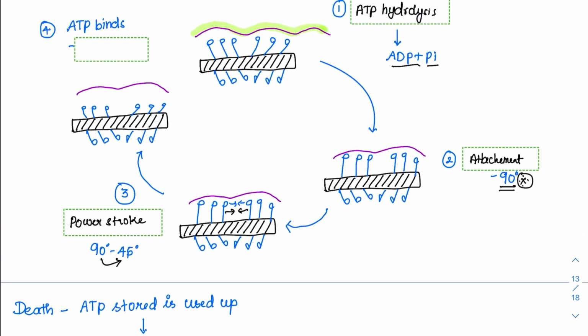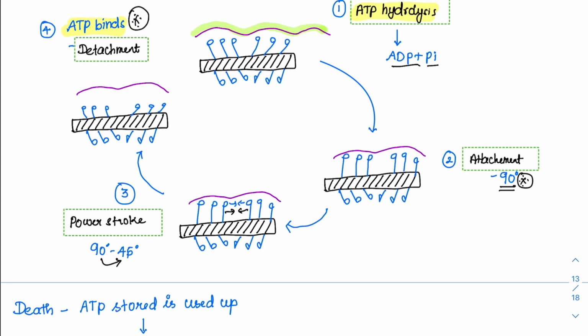Fourth part, again we need an ATP. Initially we needed an ATP here, and again we need an ATP. Why is this ATP needed again? Because attachment is done, but now we have to detach it, because I don't want my muscle to keep contracted. Once it has done the action, I want it to relax. So the fourth step is nothing but detachment. For detachment to happen, ATP is required.